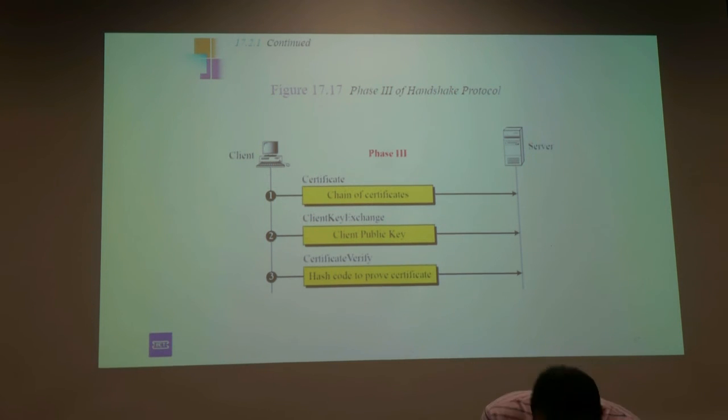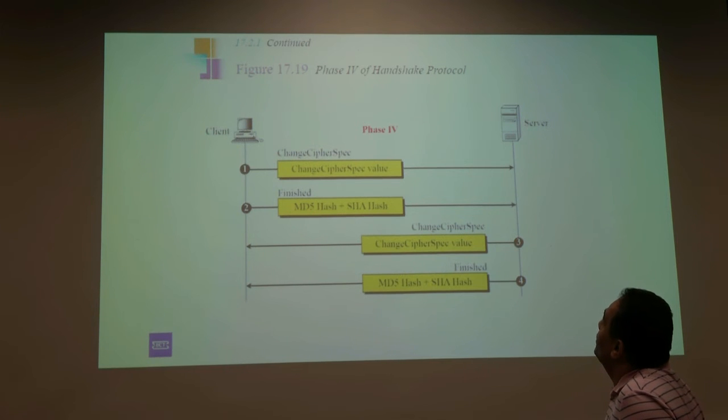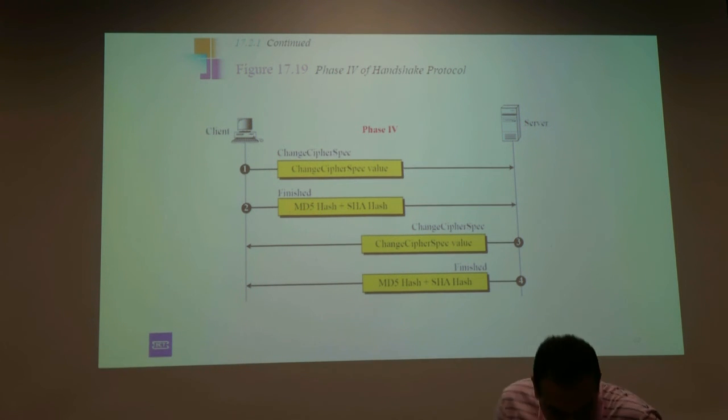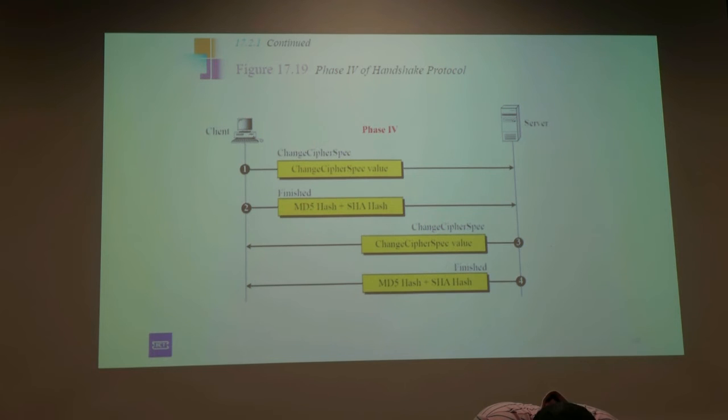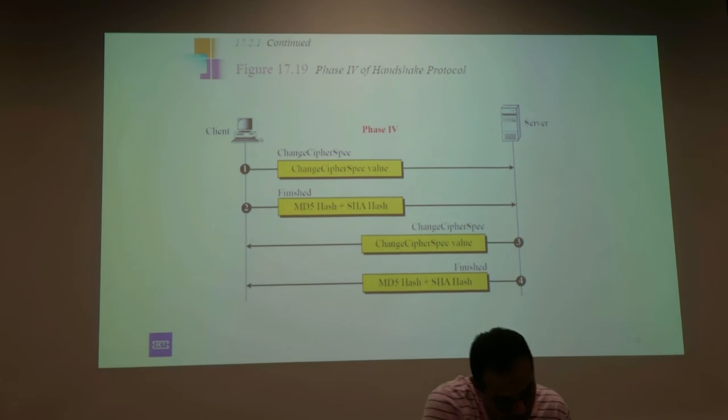Alright. And then we have the final phase, which is phase 4. For what we do in phase 4, the first thing that will happen is the change cipher spec. The change cipher spec here will be sent from the client to the server.